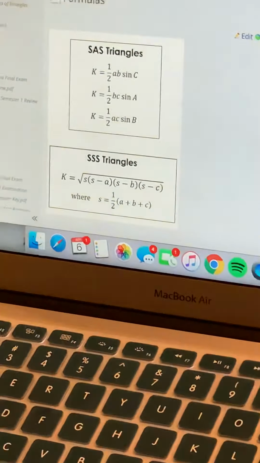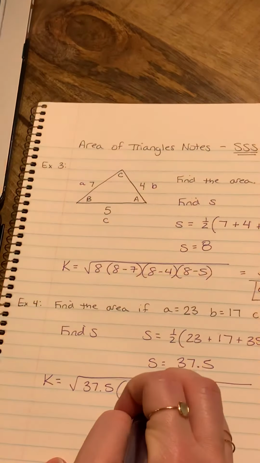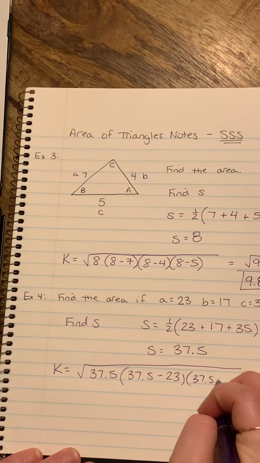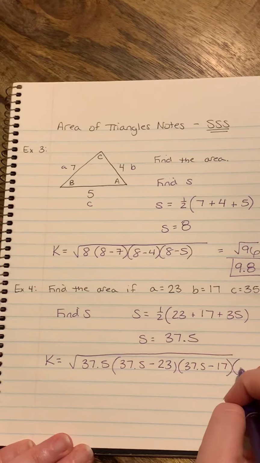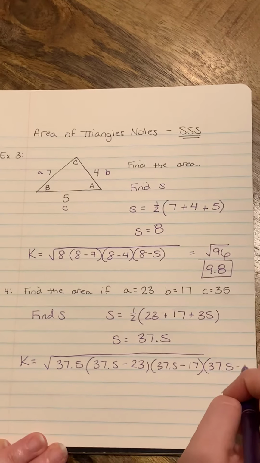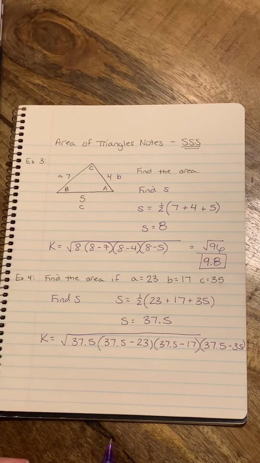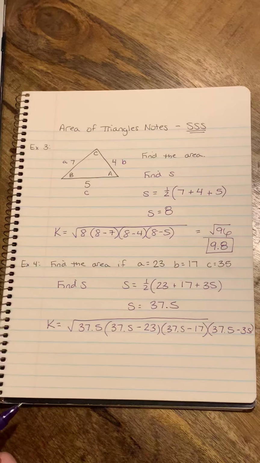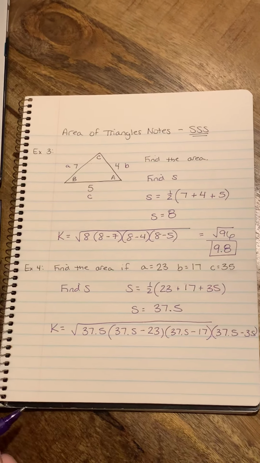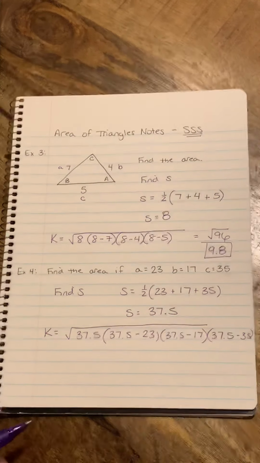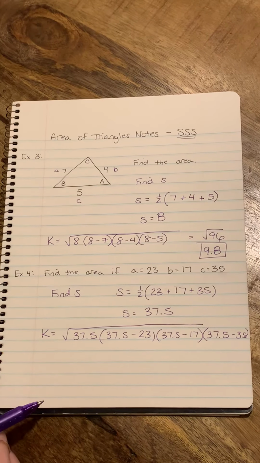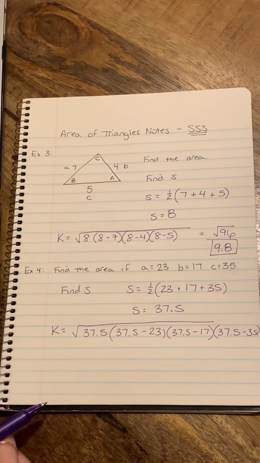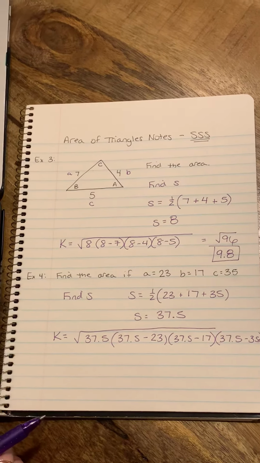37.5, and then 37.5 minus 23, 37.5 minus 17, and 37.5 minus 35. And then very carefully, everything except the square root. So 37.5, 37.5 minus 23, just type that in really carefully. Minus 17, and then 37.5 minus 35.